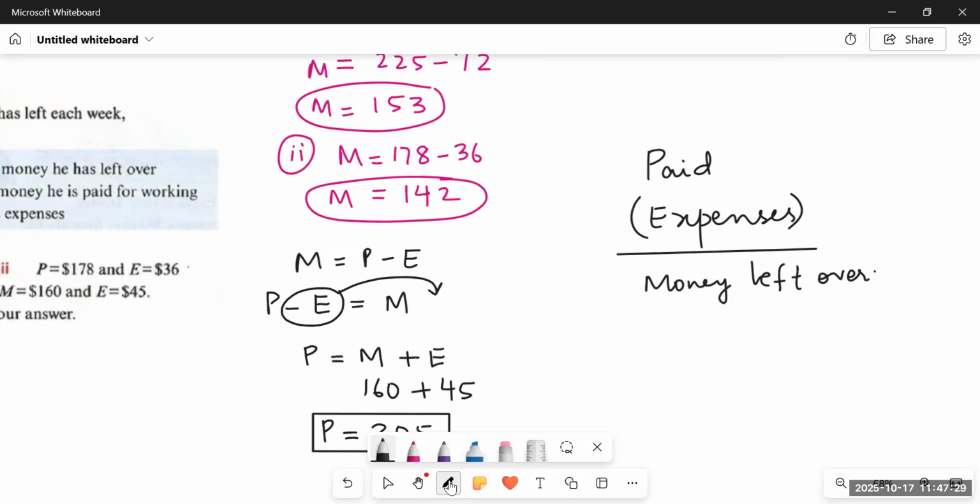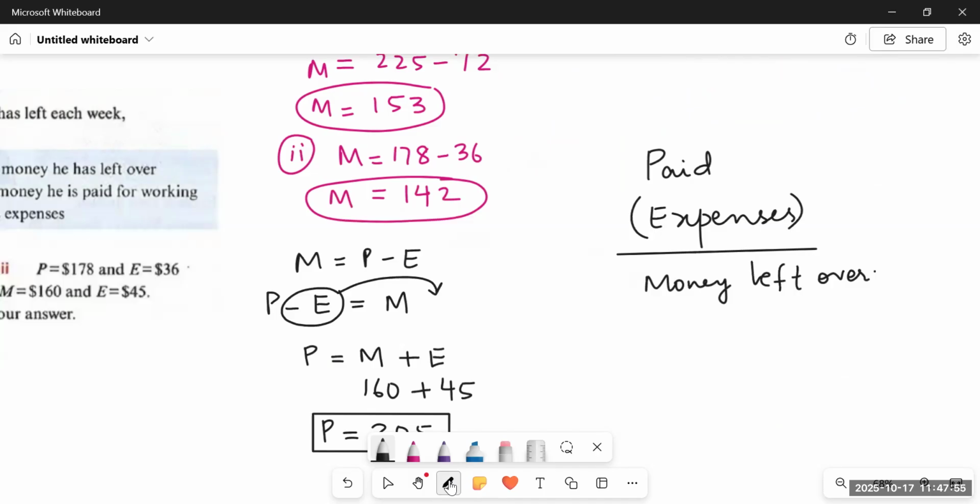between the amount being paid and the expenses. Like I am paid $100. So if I spend $50 out of it, or $25 out of it, or $30 out of it, or whatever amount spent out of it, what would be the leftover amount? Simple. I'll simply subtract my expenses, the amount I have spent, from the $100 that I was paid. I'll get the amount left over.